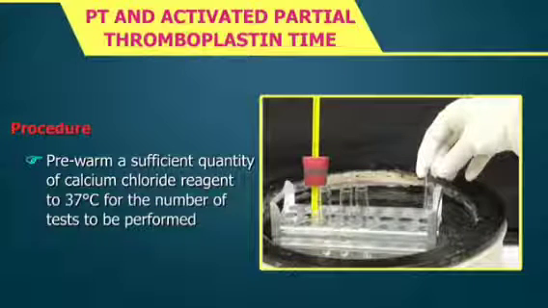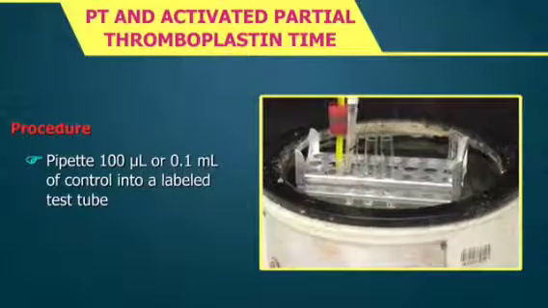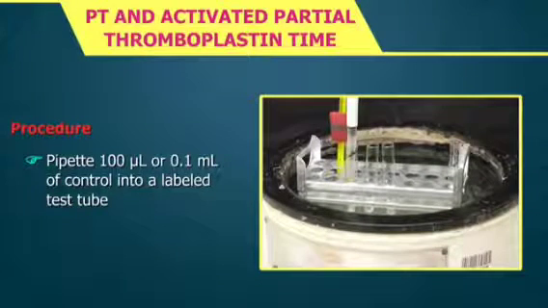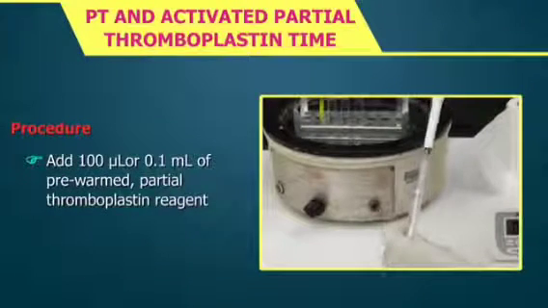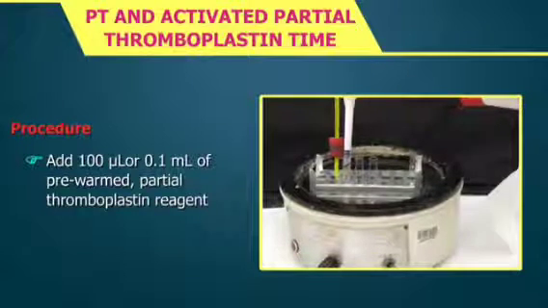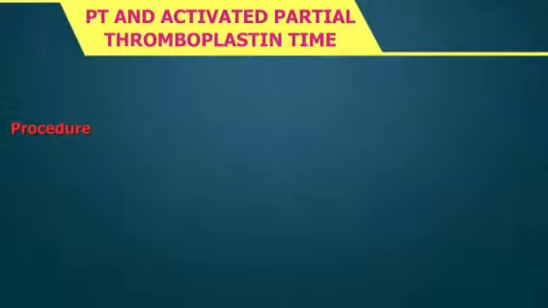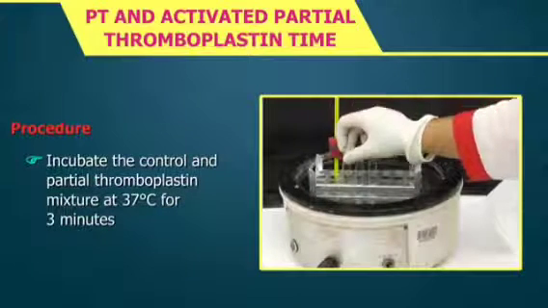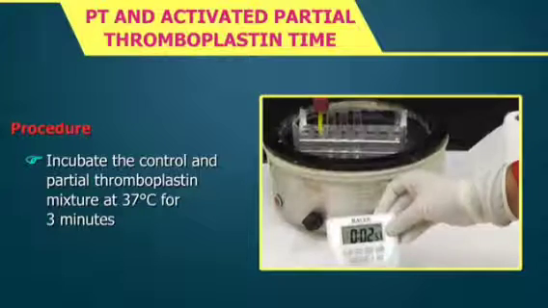to be performed. 2. Pipette 100 microliters or 0.1 ml of control into a labeled test tube. 3. Into the test tube, add 100 microliters or 0.1 ml of pre-warmed partial thromboplastin reagent. 4. Incubate the control and the partial thromboplastin mixture at 37 degrees Celsius for 3 minutes.